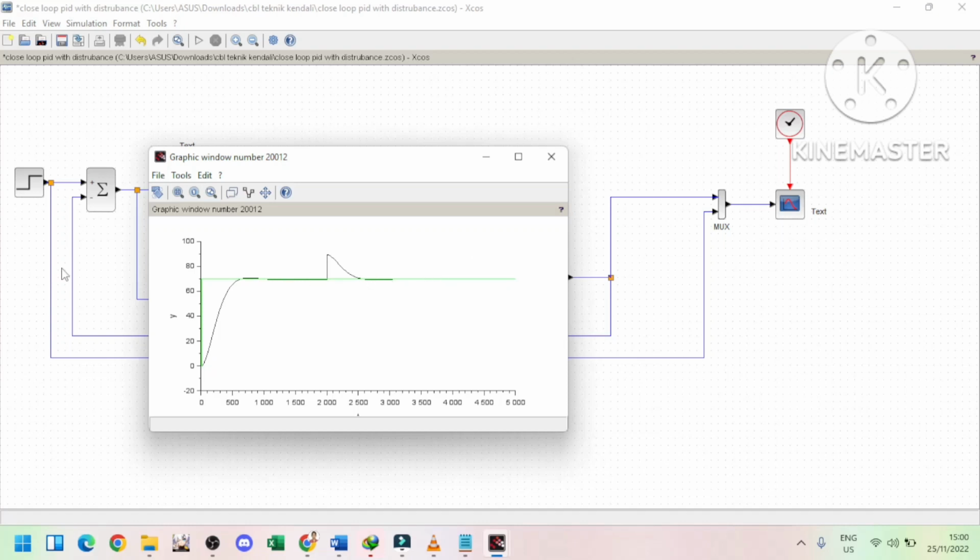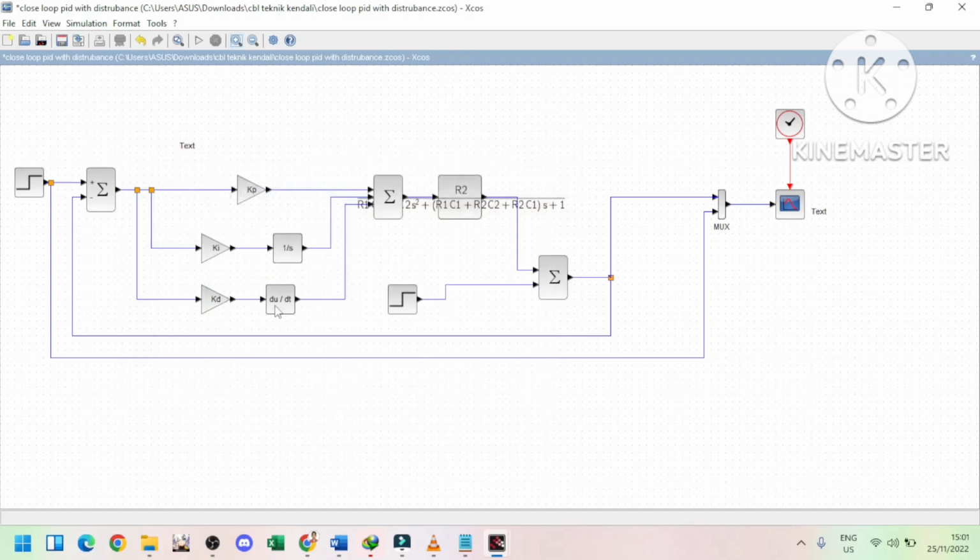So I think it is a successful treatment that we have made by changing the values of Kp, Ki, and Kd. Maybe that's enough from me for the detail of the PID system that we need to explain.